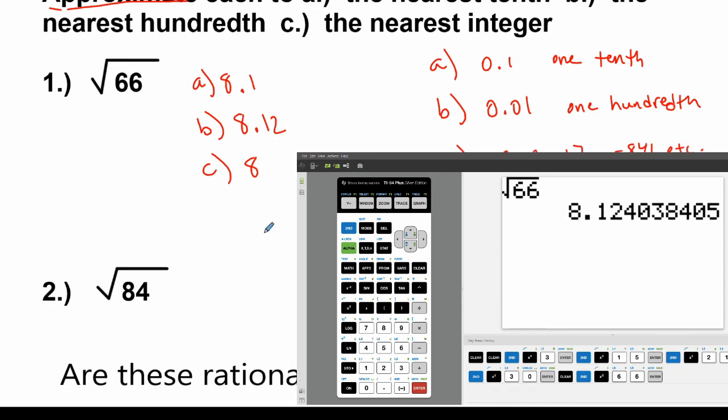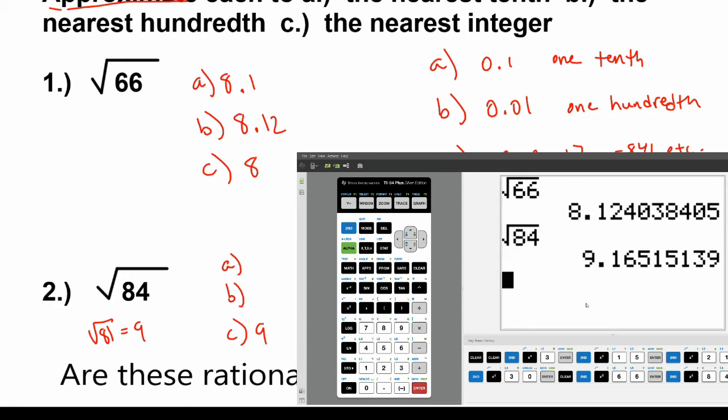Okay, let's try 84, and we can do part C without even doing part A or B. What's 84 really close to that's a perfect square? Well, 81. Right? So I know when I round, I'm probably going to get 9. Let's try it. Square root 84, 9.16, whole bunch of stuff. So I'm going to round.